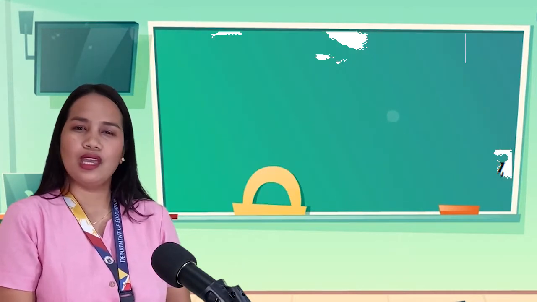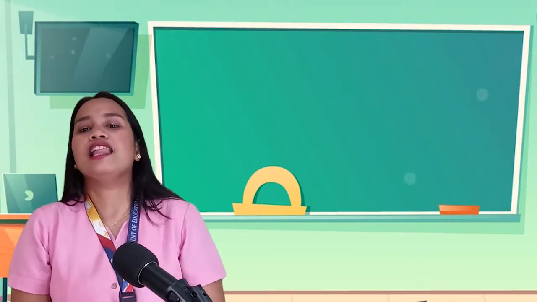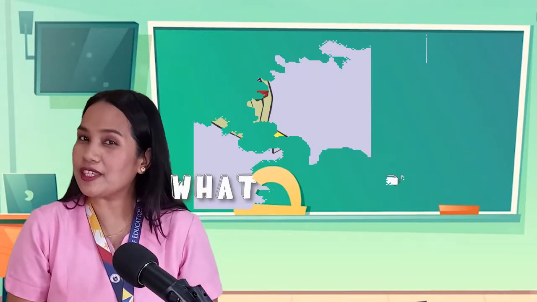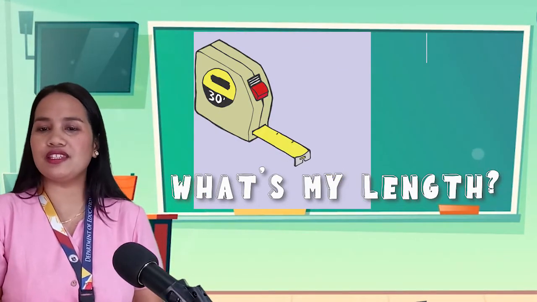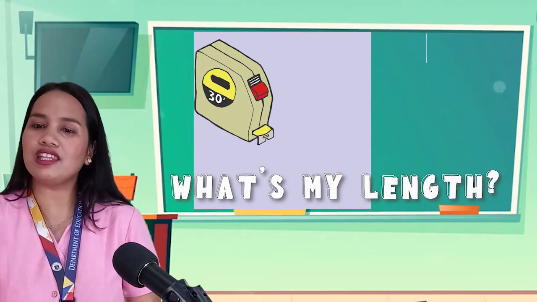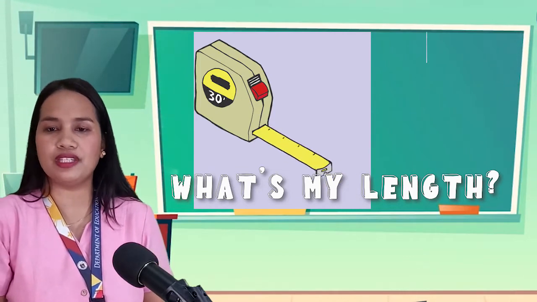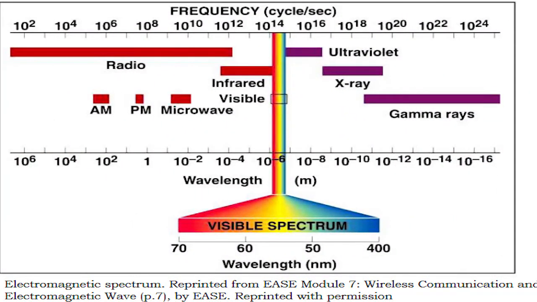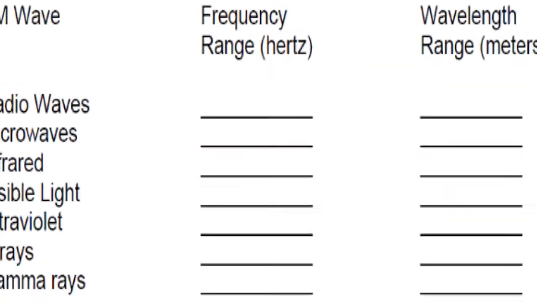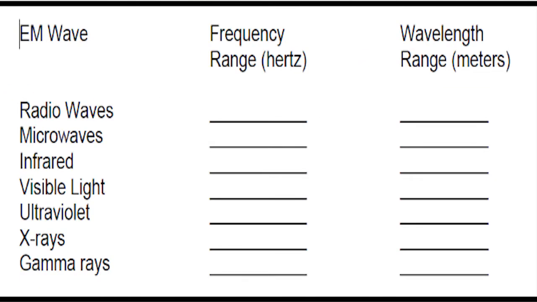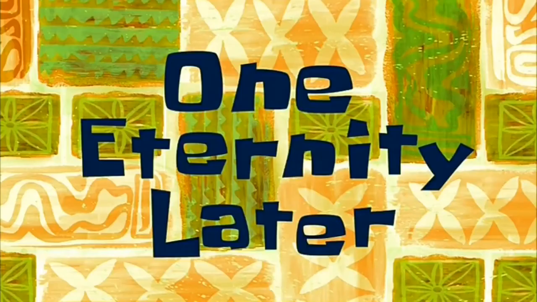To check if you have learned our discussion, let us perform an activity entitled, What's My Length? The objective for this activity is for you to compare the relative wavelength of different forms of electromagnetic waves. Using the table of the electromagnetic spectrum, determine the frequency and wavelength ranges of each of the forms of electromagnetic wave. Enter your data on the table. You may pause the video as you answer the activity. Did you get the correct answer? Great! Now we are done with our lesson today on electromagnetic waves.